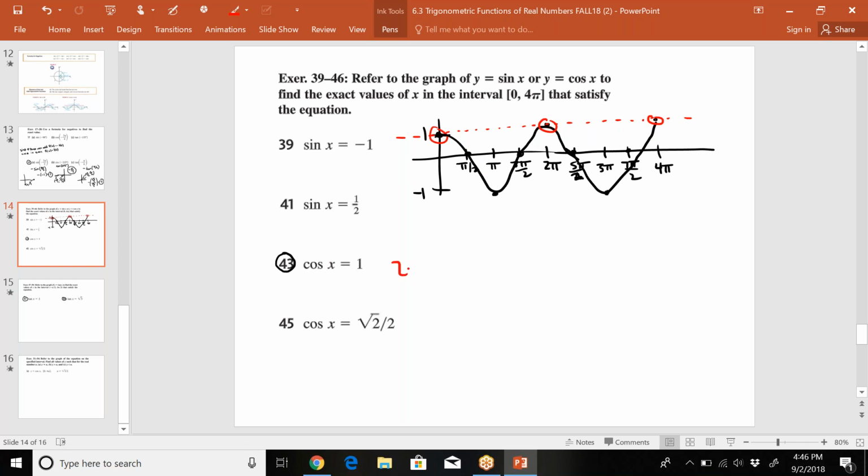The answer is those x values, and our x values here are our angle values. So 0 is one of them, 2 pi is another, and then at 4 pi. So there's the answer to number 43.